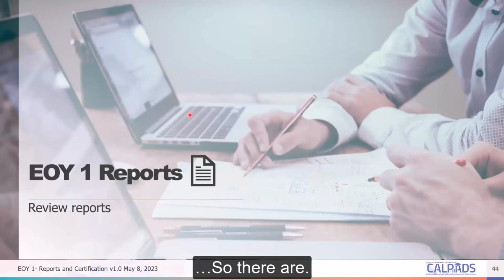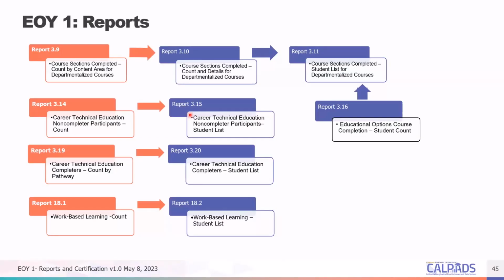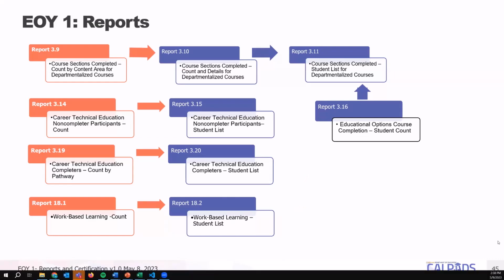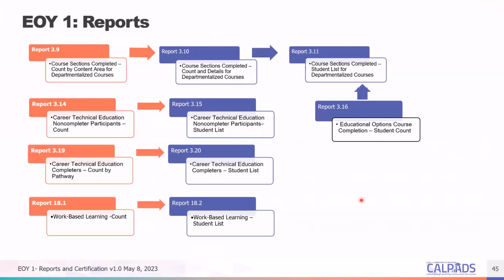So once you've cleared all of the errors, now you have to review the reports, right? There are specific reports that you need to review and certify for end of year one. You have in orange the aggregate reports. These are the ones that have those check marks, red X's in the certification page, while the blue ones are your supporting documents or reports. So at the minimum, you only have to review your aggregate reports.